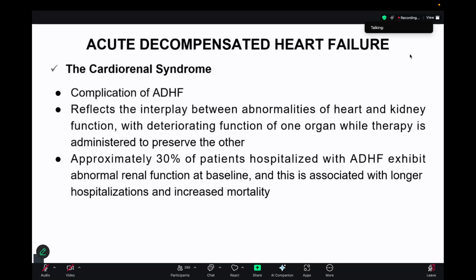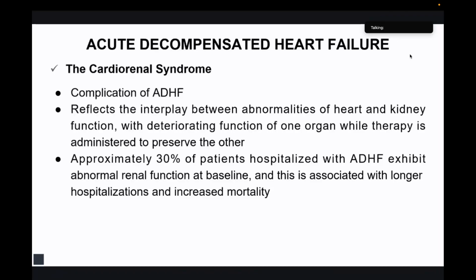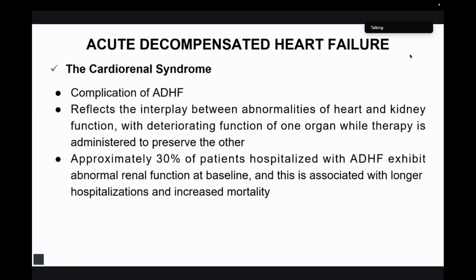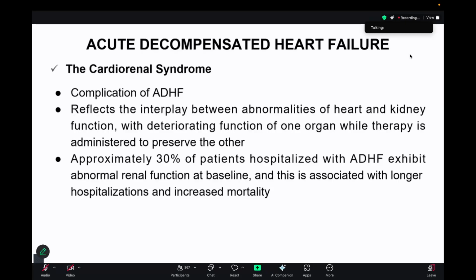Of course, in acute decompensated heart failure, patients may have a cardiorenal syndrome. Again, as stated, it is an interplay between the abnormalities of the heart and kidney function, with deteriorating function of one organ while giving therapy to preserve the other. Approximately 30% of patients who are hospitalized for ADHF exhibit abnormal renal function already at baseline, and this is associated with longer hospitalization and an increased mortality.